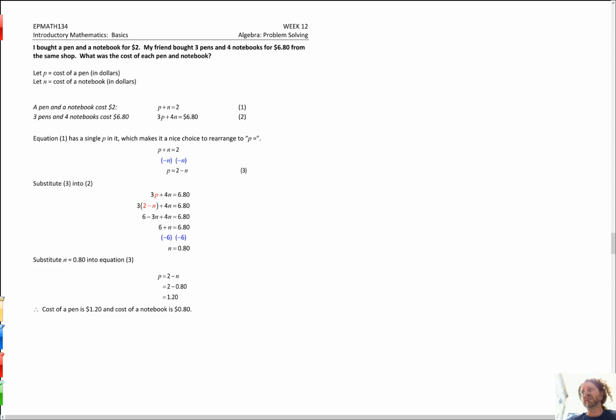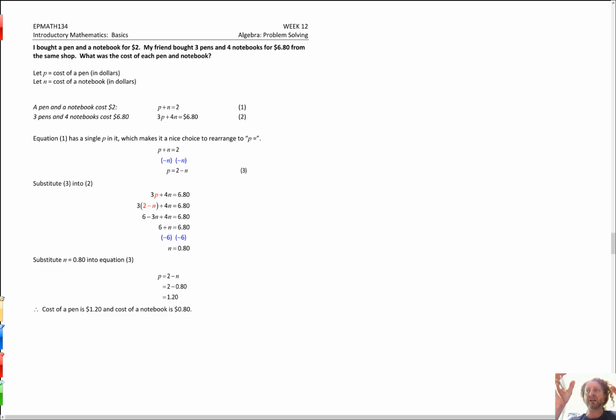Always keep it simple. Let's not think, oh, what if it was a bigger notebook or a different pen? Obviously we're being very simplistic here. They're buying the same stuff, just different numbers of it. What was the cost of each pen and notebook? Well, I've gone smart again. I've let P be the cost of a pen and N be the cost of a notebook.